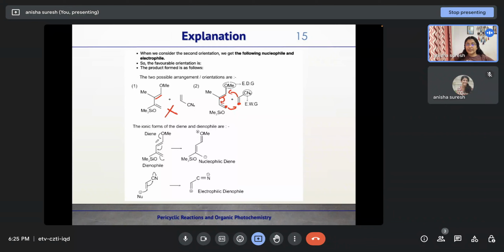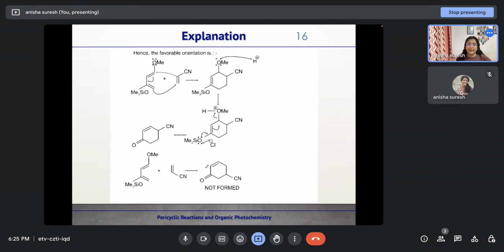Okay, as we can see here, when we are writing it in ionic form, which is not the actual representation, we will get the nucleophilic diene here and the electrophilic dienophile here. So the nucleophilic diene will be reacting with the electrophilic dienophile to give the product. So the reaction will be taking place in this fashion.